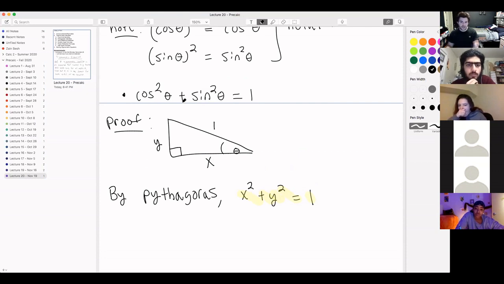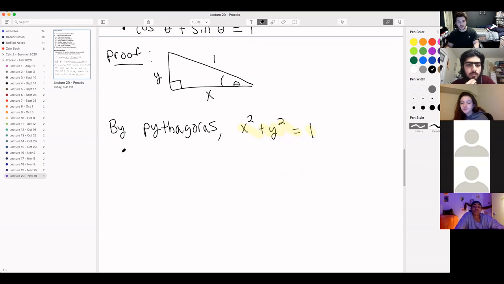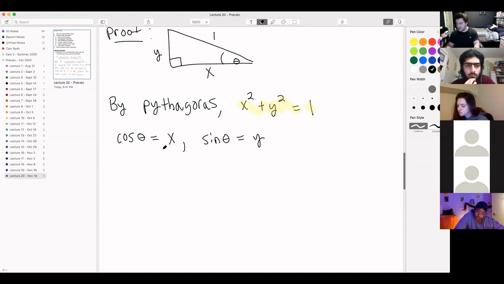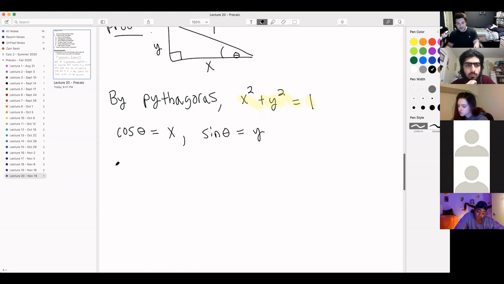Let me just look at these terms here on the left side. Firstly, cosine theta is adjacent over hypotenuse, x over 1. It's just x, okay? Sine of theta is opposite over hypotenuse, y over 1, which is just y. All right, I'm just using the definitions of cosine and sine. Well, all right, now we're almost done here.